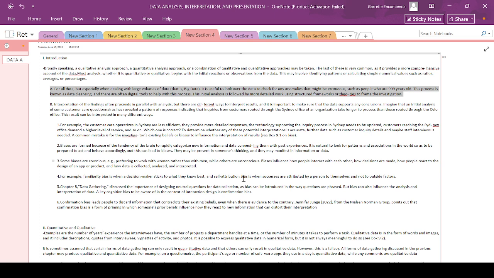A common mistake is for the investigators' existing beliefs or biases to influence the interpretation of results. So there are a lot of options again in the data that we collected. It's like in the discovery phase. The common mistake is the bias. So that's the reason why we want triangulation, so that we are not caught up with our biases.